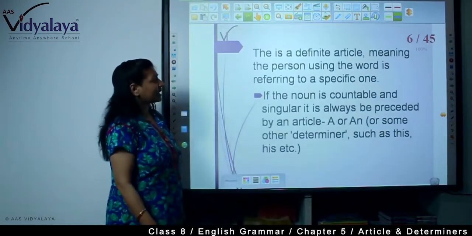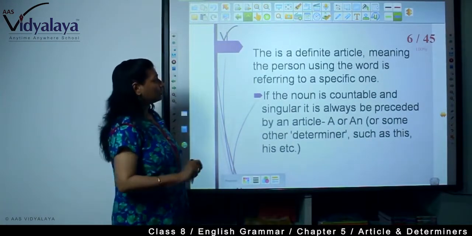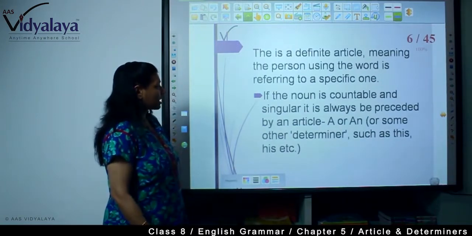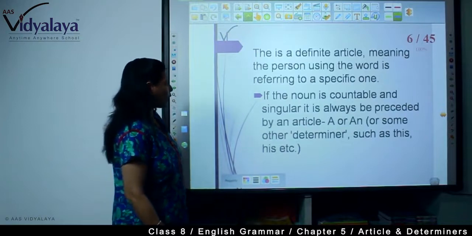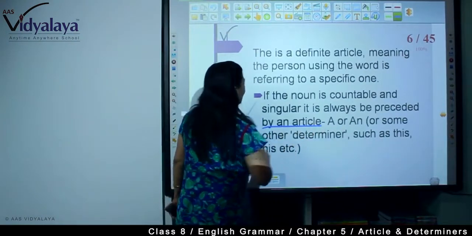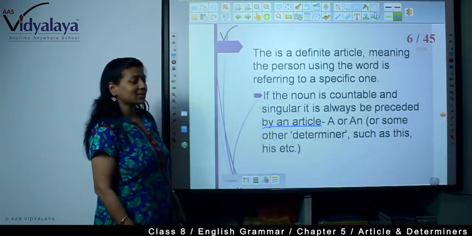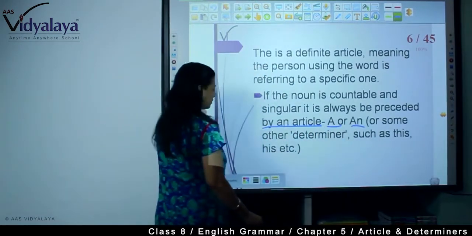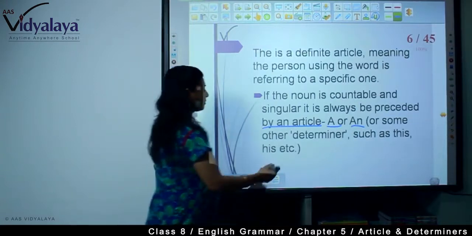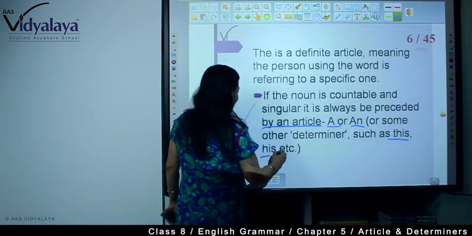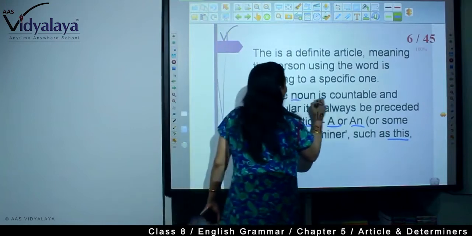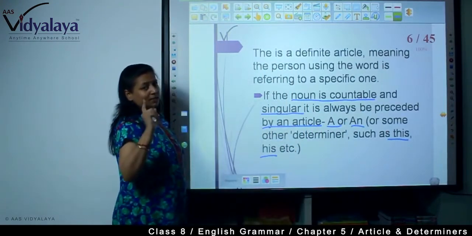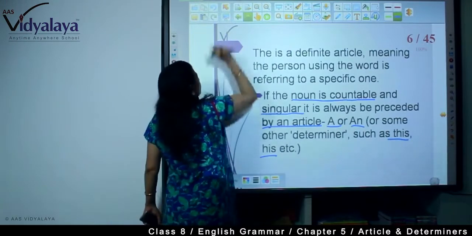The is a definite article, meaning the person using the word is referring to a specific one. If the noun is countable and singular, it is always preceded by an article or some other determiner, for example, this and his. So, if a noun is countable and singular, it is always preceded by an article.